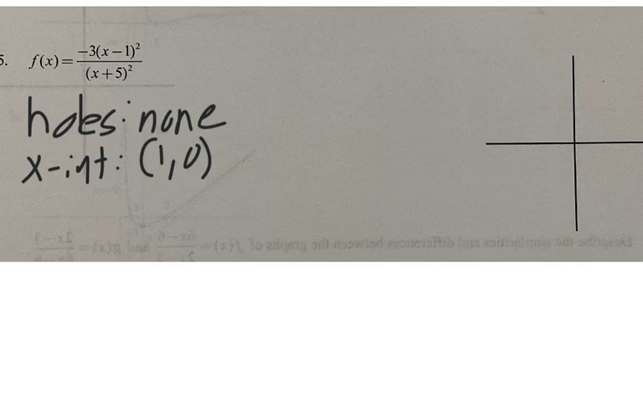So there are no other x-intercepts, but this x-intercept has a multiplicity of 2, and it's going to bounce.